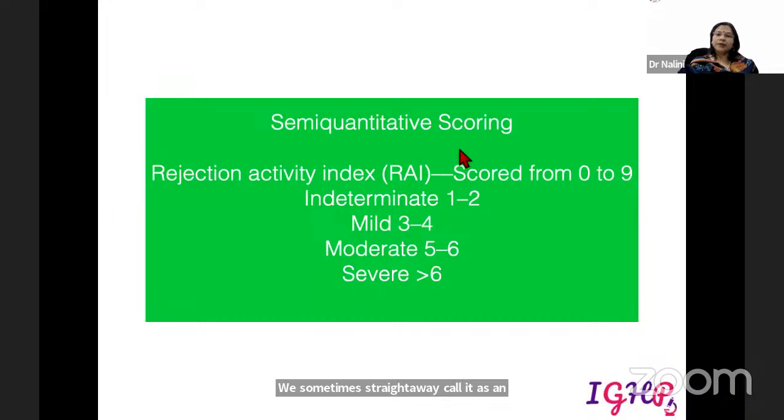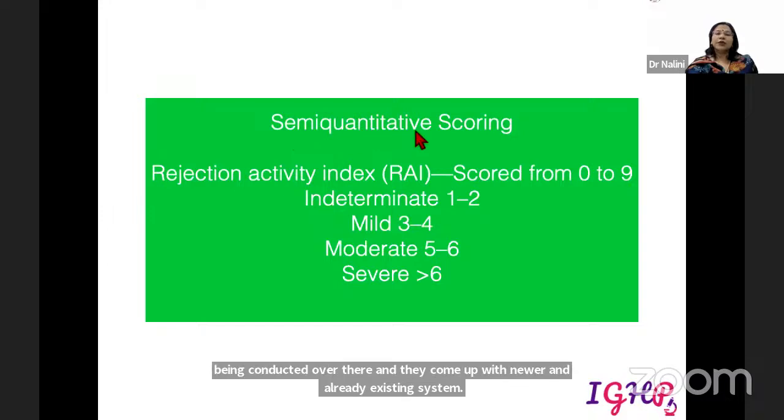Now, this is the semi-quantitative scoring system as proposed by Banff, and I know why Banff is so popular amongst them, because that is one of the most beautiful mountain national parks in Canada. That's why they conduct a meeting every 5 years over there, and they come up with newer and newer modifications in the already existing system.